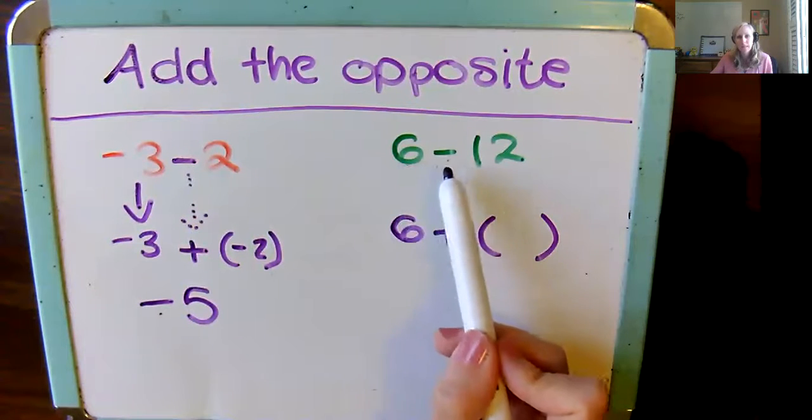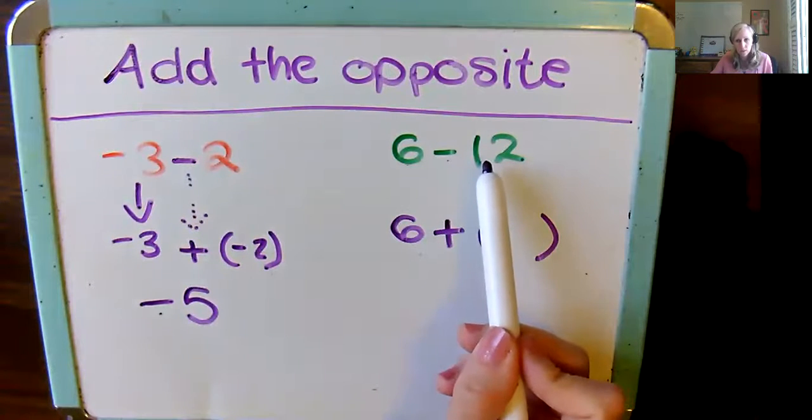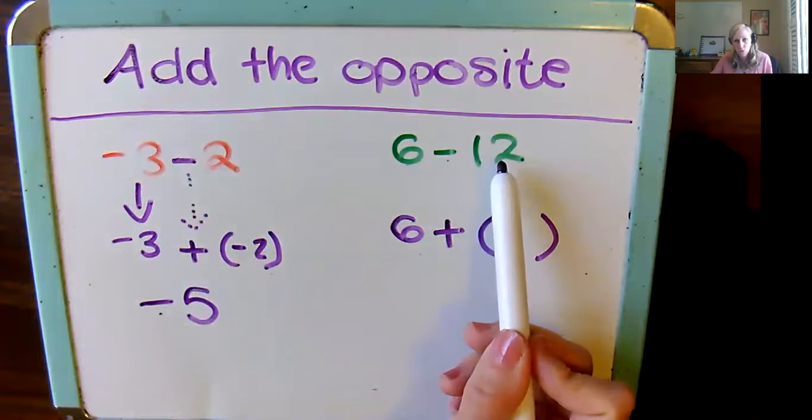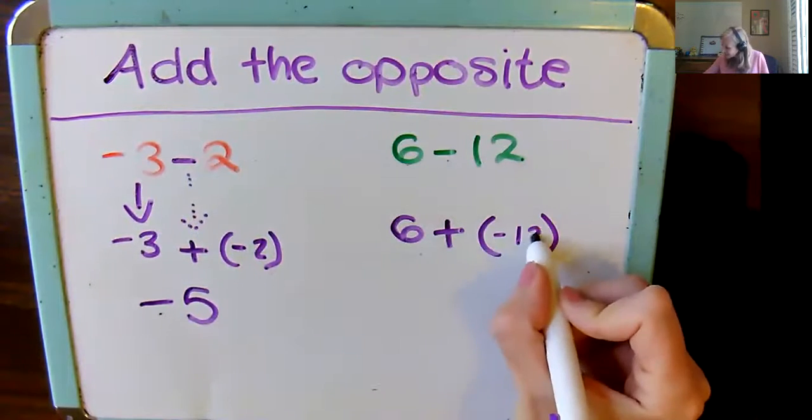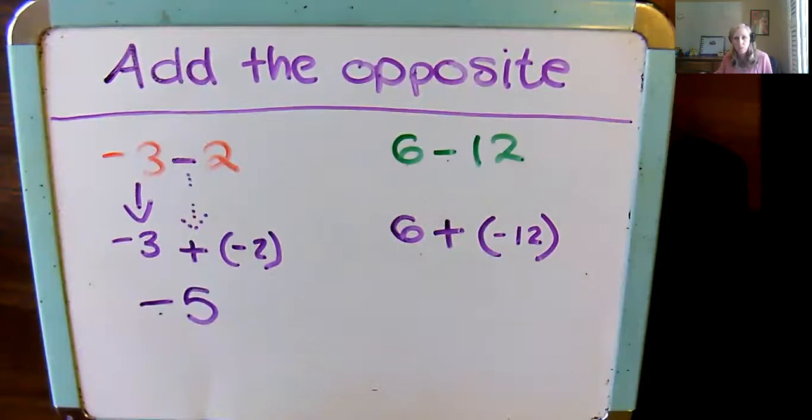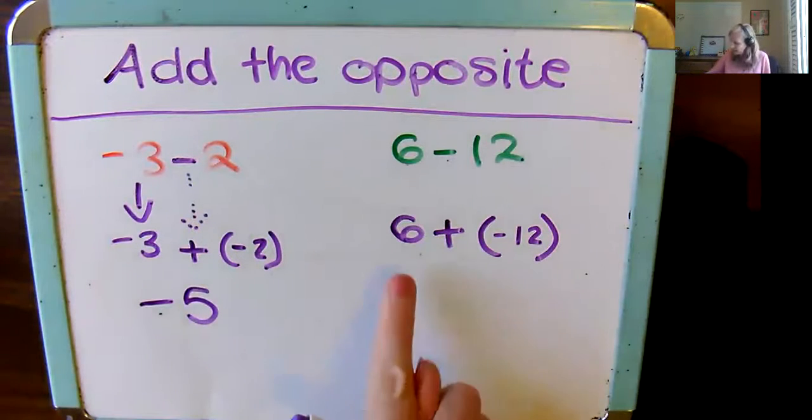This problem says 6 minus 12. What kind of 12 is this? It's a positive 12. What's the opposite of positive 12? Negative 12. So now we have an addition problem, which we are very proficient in.